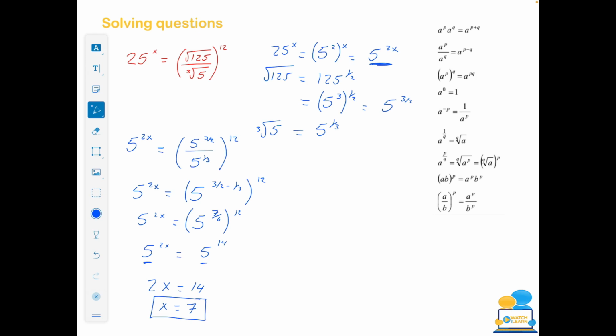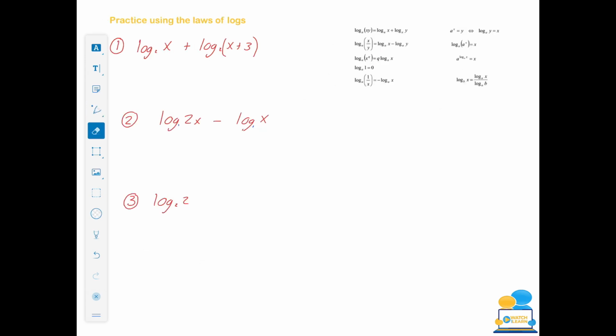That's a really good question. If you want to check if you understand all the laws of indices, that question nearly has them all in it. Okay, so we get out our answer, x is equal to 7. Again, you could check that answer by subbing it in, and you should get the same thing for both sides if you want.